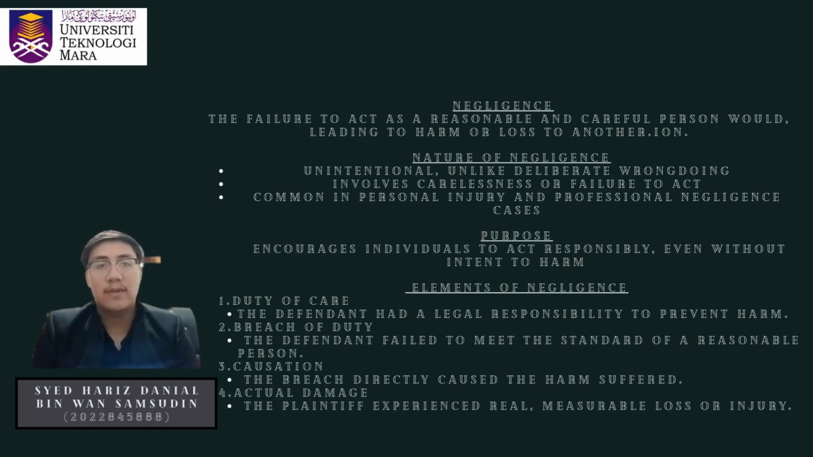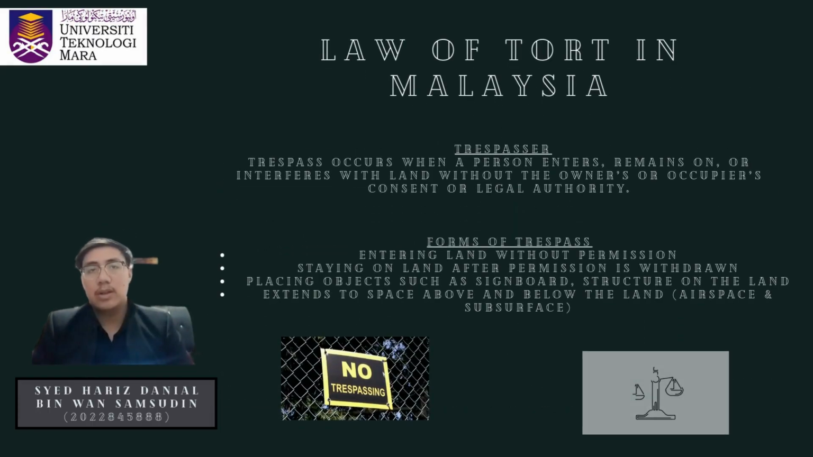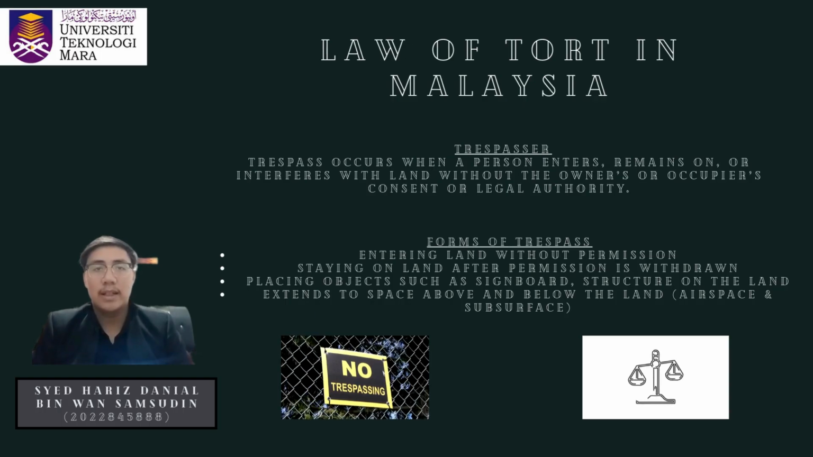To prove negligence, four elements must be established, which are a duty of care of the defendant, a breach of the duty, a direct link between the breach and the harm caused, and actual damage or injury suffered by the claimant. In Malaysian tort law, trespass to land occurs when someone enters, remains on, or interferes with another person's land without consent or legal authority. It is a civil wrong, and does not require proof of actual damage. The unauthorized act itself is sufficient to bring a claim.